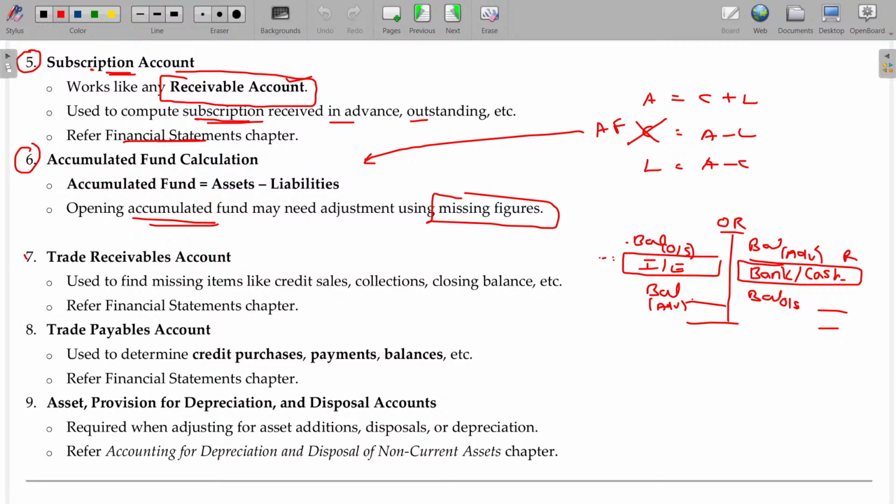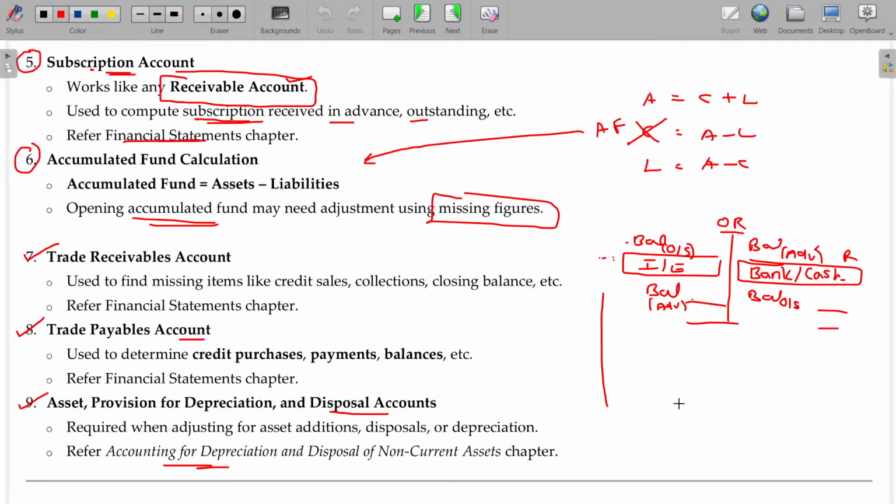And you better prepare the trade receivables and payables, assets, provision for depreciation, disposal of assets account. All these chapters were already discussed in the previous chapters in the financial statement chapter. Especially depreciation might have been studied under the accounting for depreciation and disposal of current and non-current assets chapter, which we have completed already. So having the knowledge of these chapters will help you to solve this particular topic's illustrations much better. Is that clear?